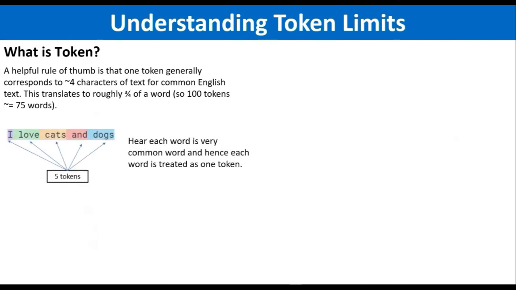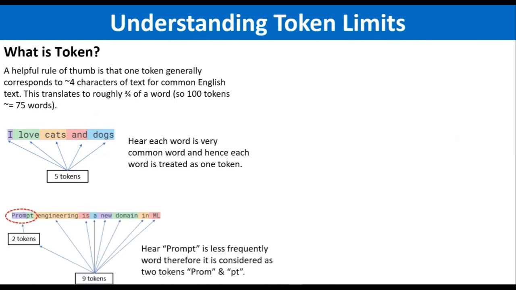For example, in the sentence "I love cats and dogs", each word is common, so each is treated as one token, making a total of 5 tokens. However, less frequent or complex words might be split into multiple tokens. For example, here, "prompt engineering is a new domain in ML": the word prompt is split into "prom" and "pt", and therefore the total number of tokens in this sentence is 9 tokens.